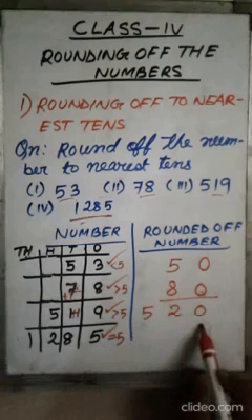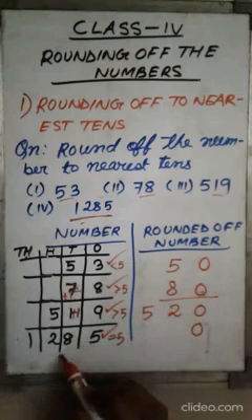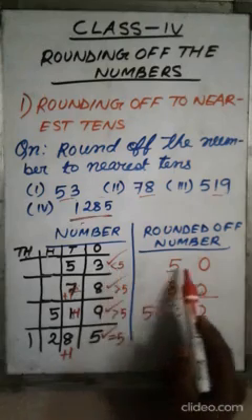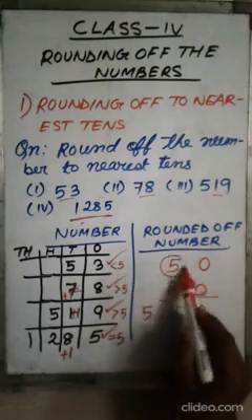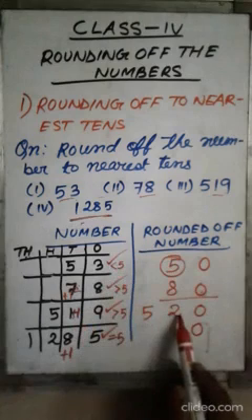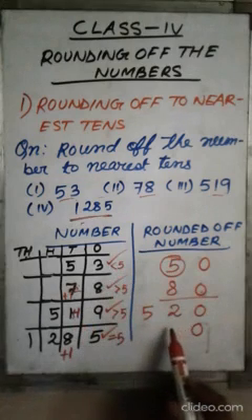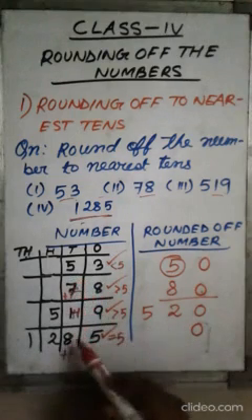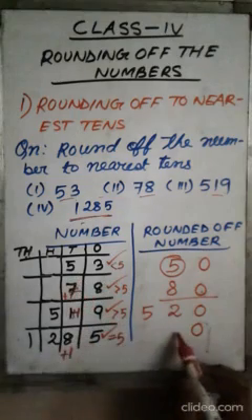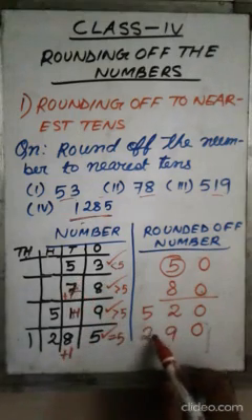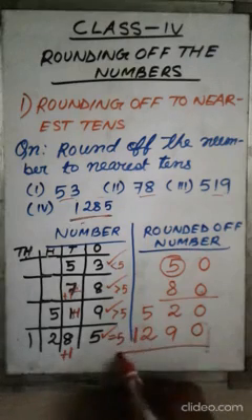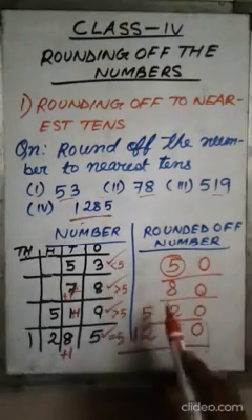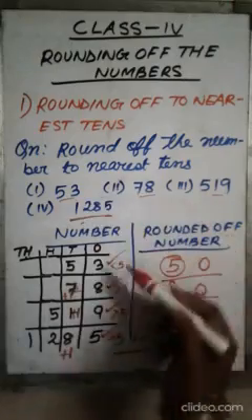For this also, it is 0. 1 will be added. If it is less than 5, then the tens value will not change. But if it is greater than 5 or equal to 5, then the tens place will be added by 1. So this is 8 plus 1, 9, 2 and 1. So these are the numbers after rounding off these 4 numbers.